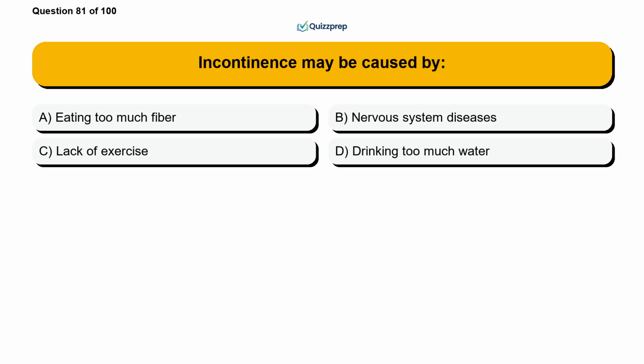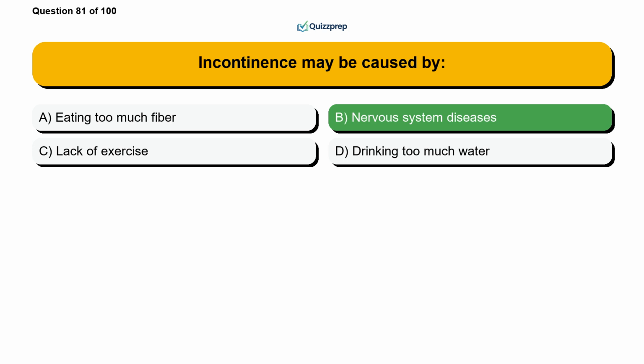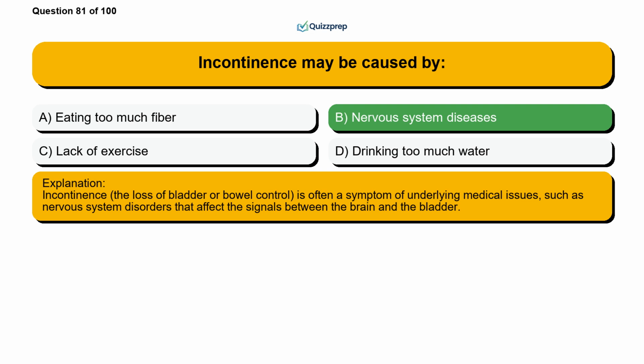Incontinence may be caused by: Option A, eating too much fiber. Option B, nervous system diseases. Option C, lack of exercise. Option D, drinking too much water. The correct answer is option B, nervous system diseases. Incontinence, the loss of bladder or bowel control, is often a symptom of underlying medical issues, such as nervous system disorders that affect the signals between the brain and the bladder.